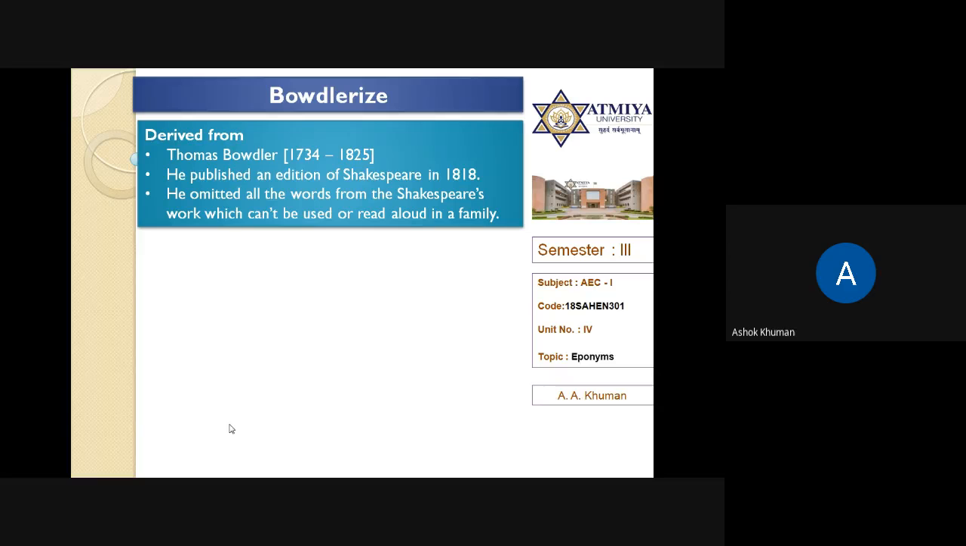And number two, another way is asking you for the word. The meaning will already be there in the statement. For example, to remove unsuitable, offensive, abusive words from any book or play is called blank. Then you will have four words: Bowdlerize, draconian, and so on. What is the meaning of removing offensive words from the book? It is Bowdlerize. So you have to choose Bowdlerize. So keep in mind that in two ways you will be asked these eponyms.